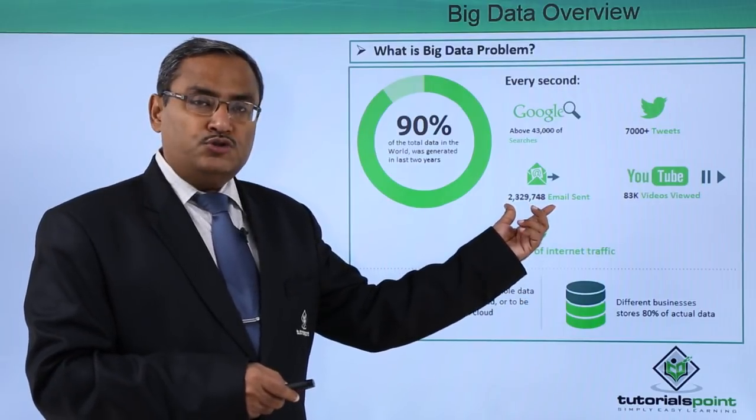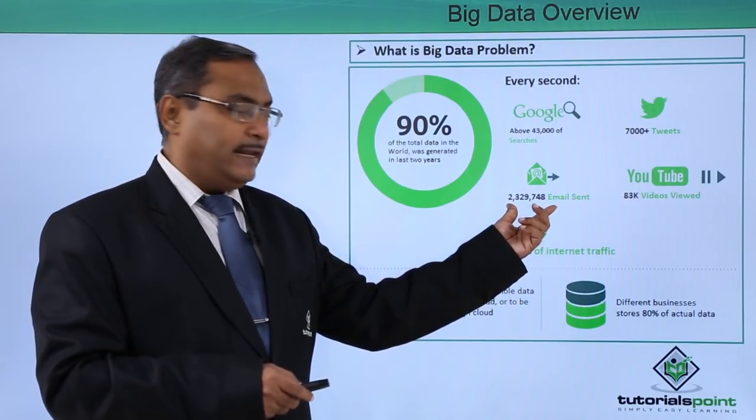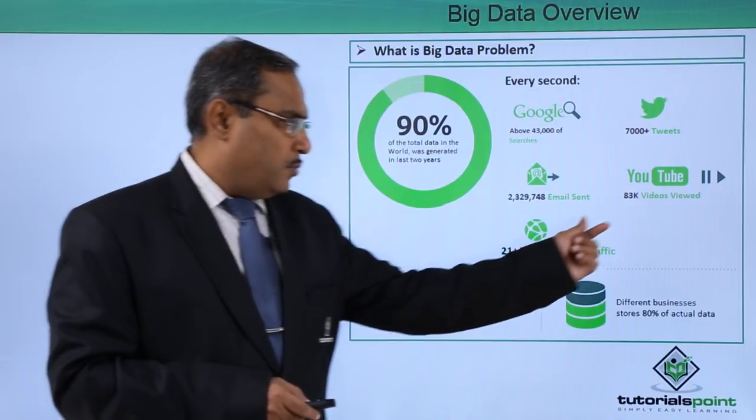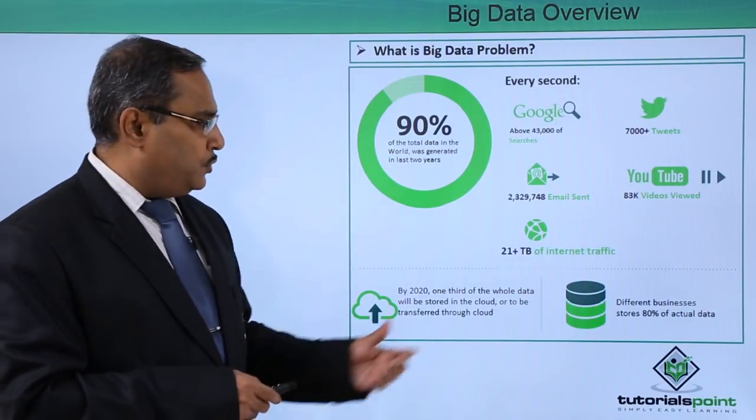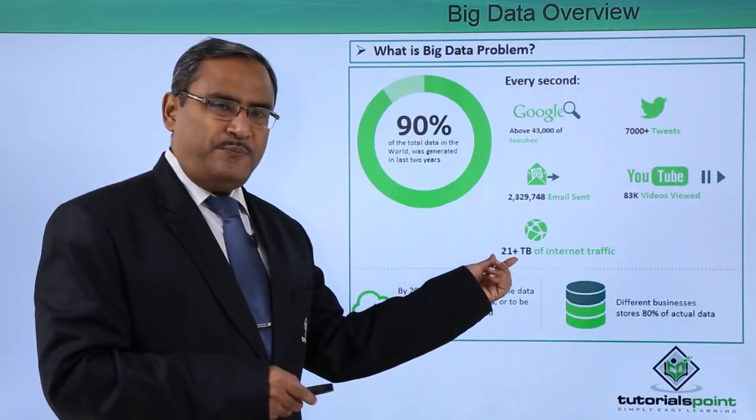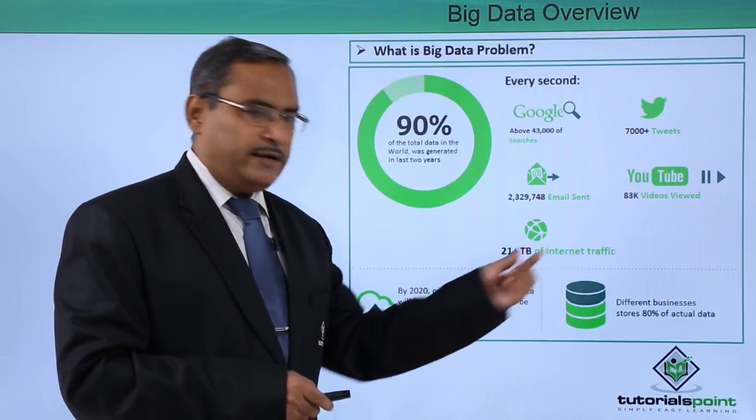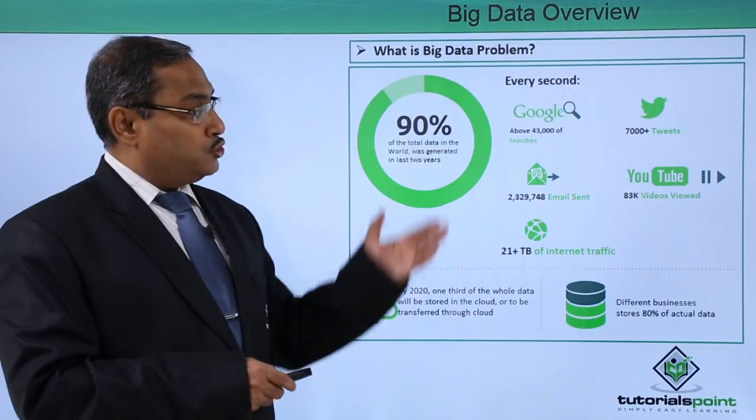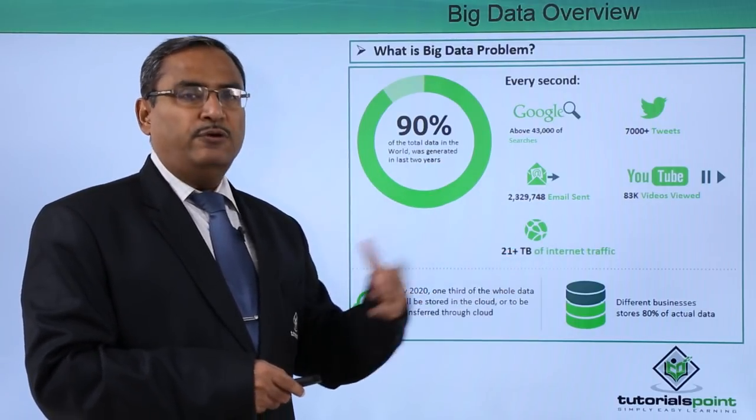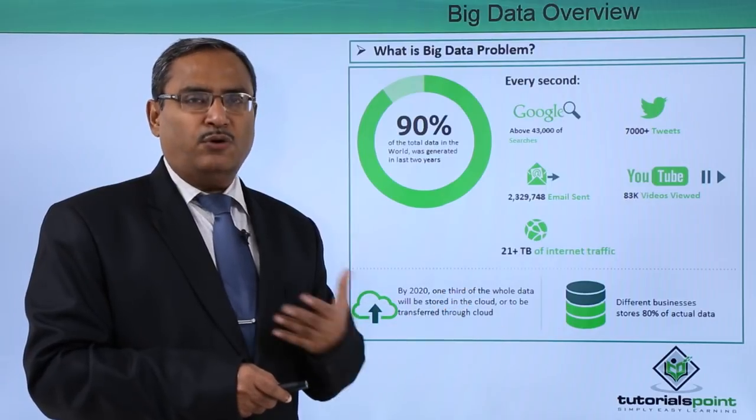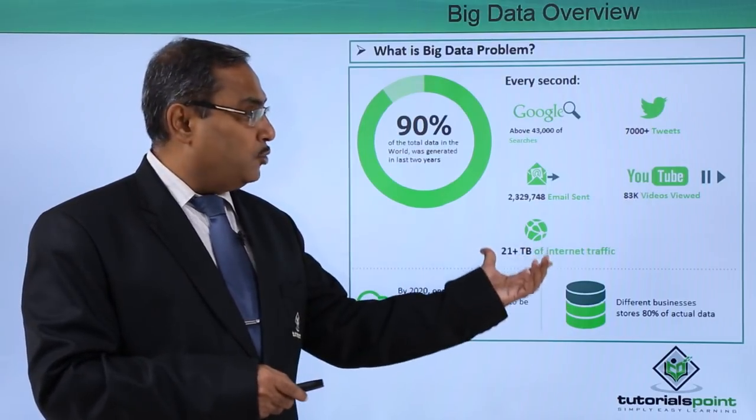We are having almost 24 lakh emails getting sent per second. We are having 80k videos viewed on YouTube. We are having 21 plus TB of internet traffic per second. So just see the volume per second we are considering here. And if you go for the months and years, that will be an enormous figure.